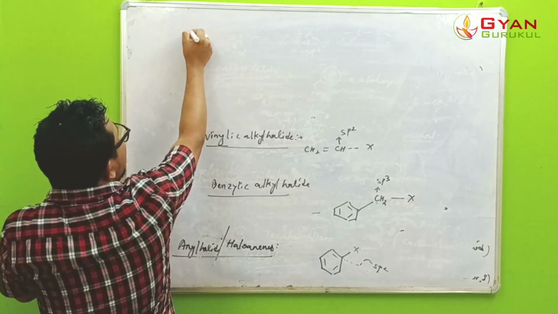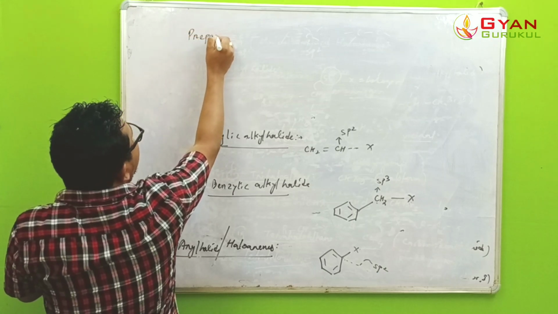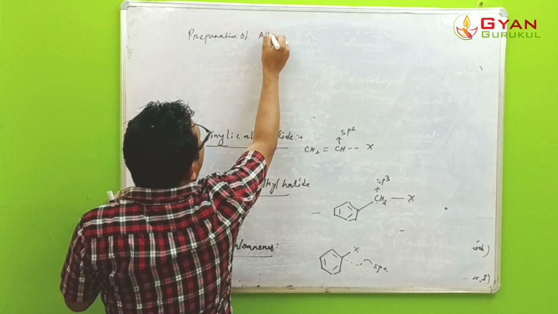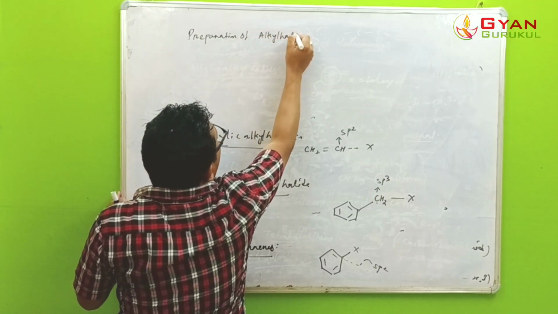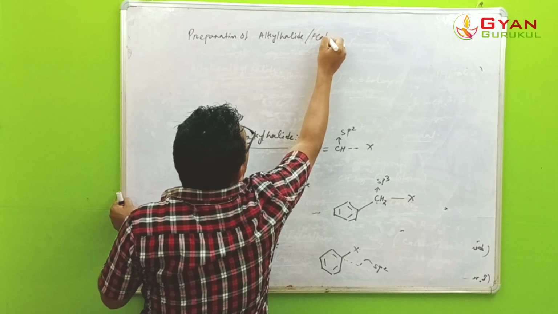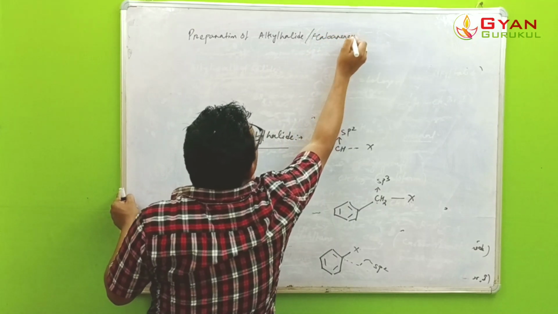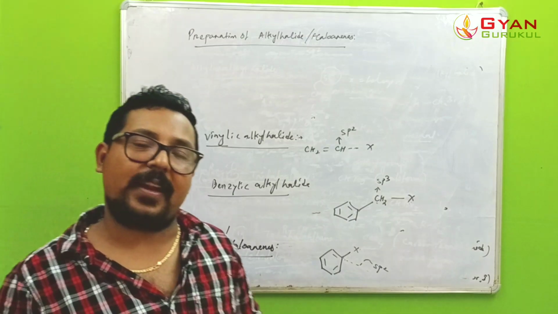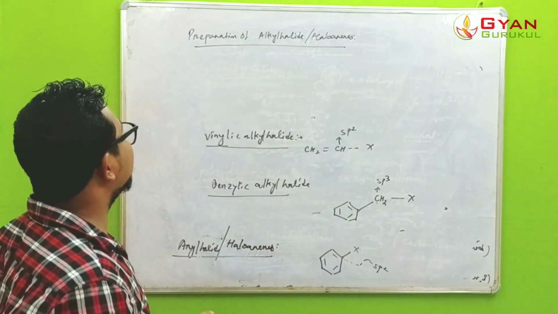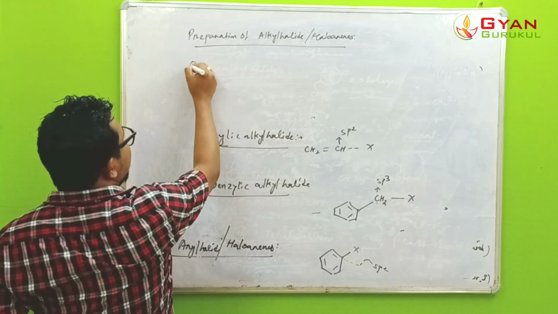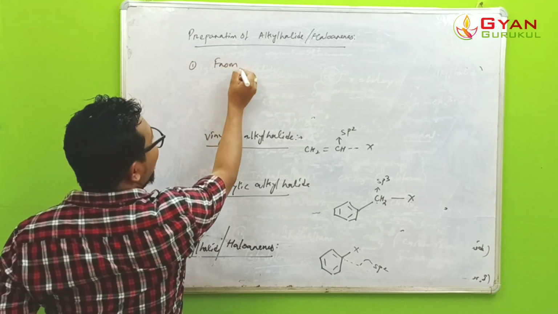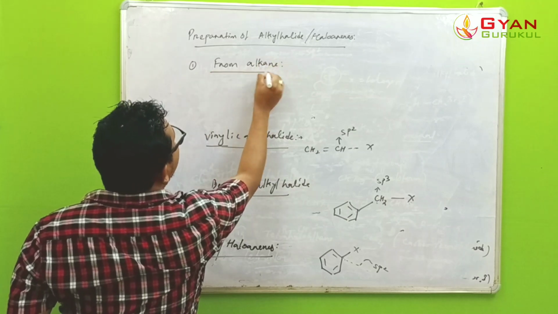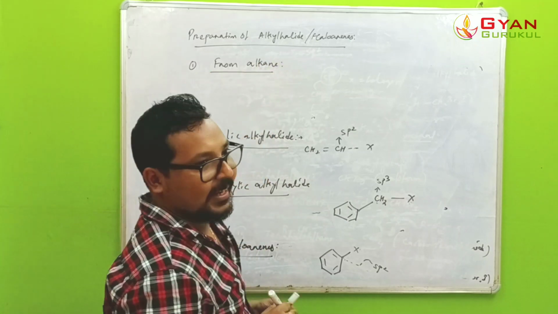Next we're going to discuss, this is very important, the preparation of alkyl halide or haloarenes. Preparation of alkyl halide or haloarenes. Now, first we'll discuss the preparation of alkyl halide or haloarenes from alkane.